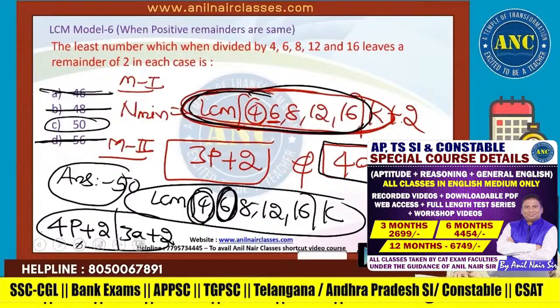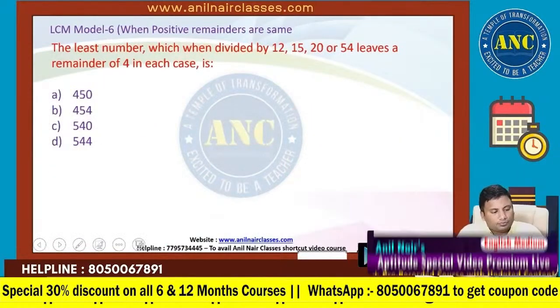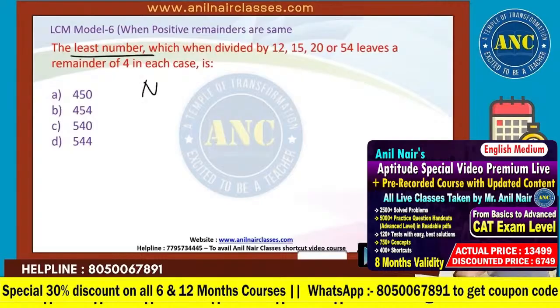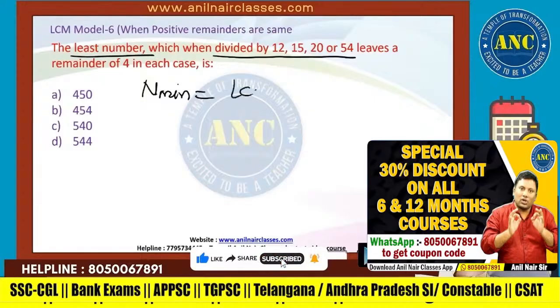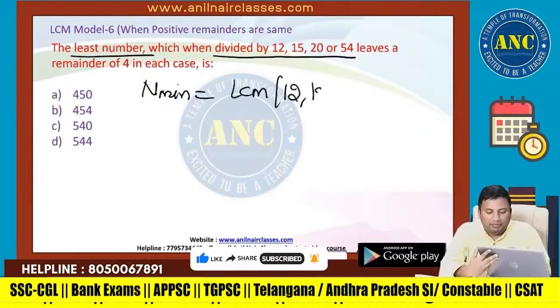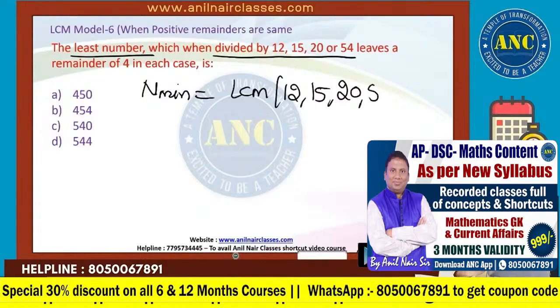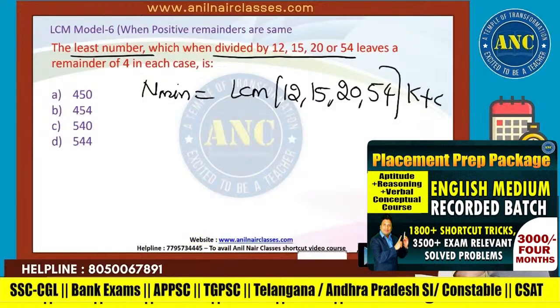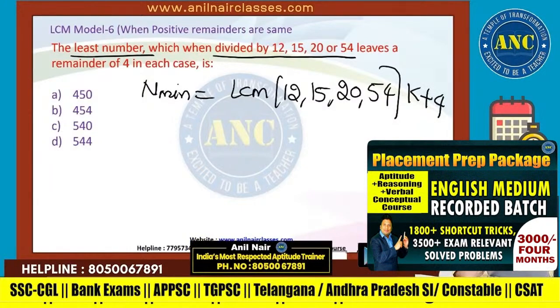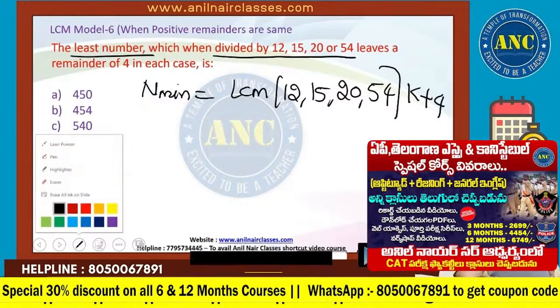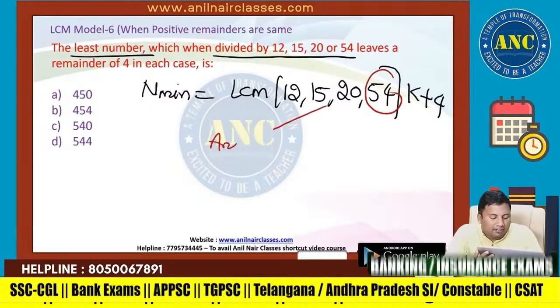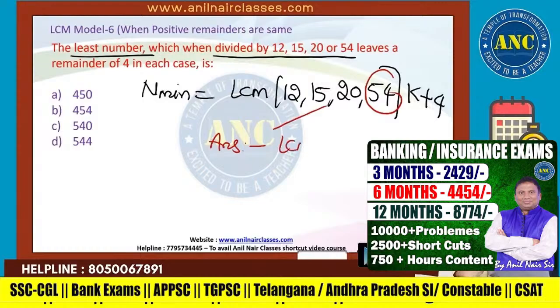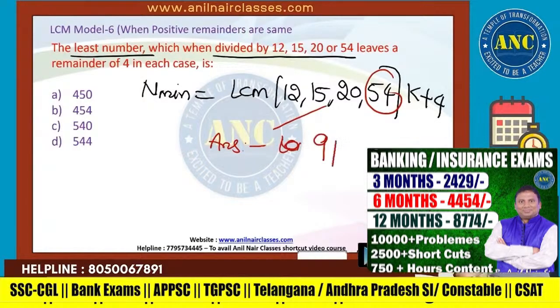Method 1, method 2. The least number, minimum number, which when divided by 12, 15, 20, 54, all these numbers, gives a remainder 4. In the morning class we discussed: if a number's digital sum is 9 and we are finding the LCM, the answer LCM will also have digital sum 9.